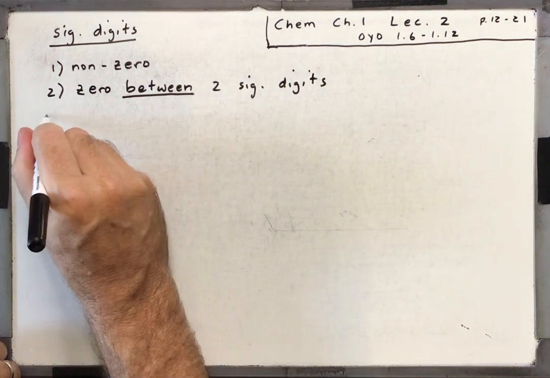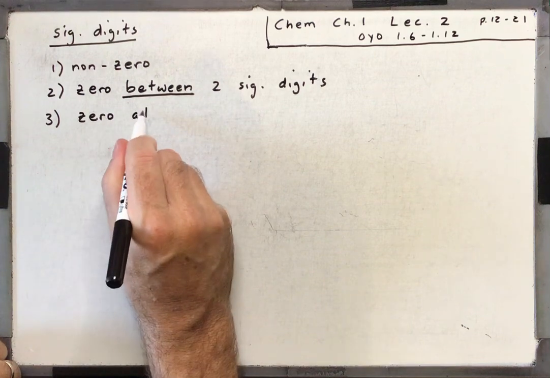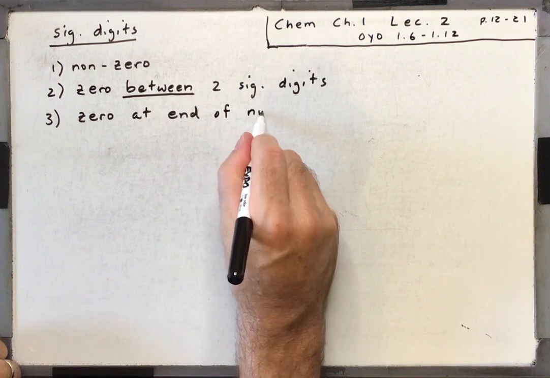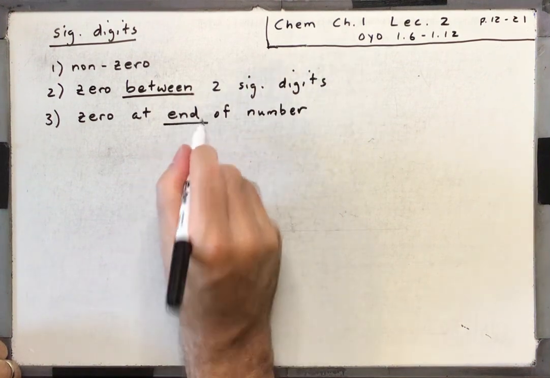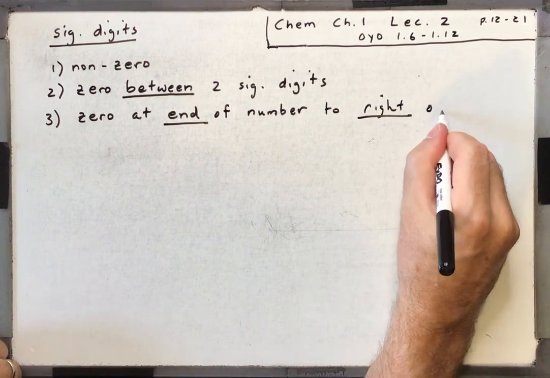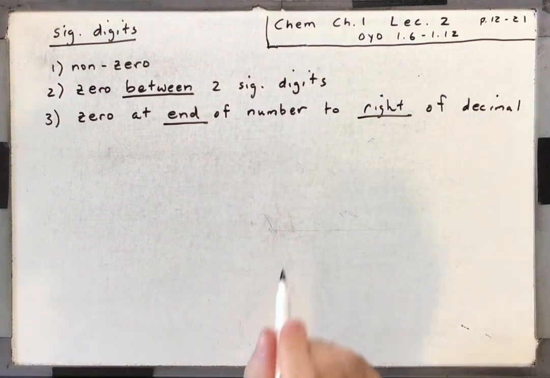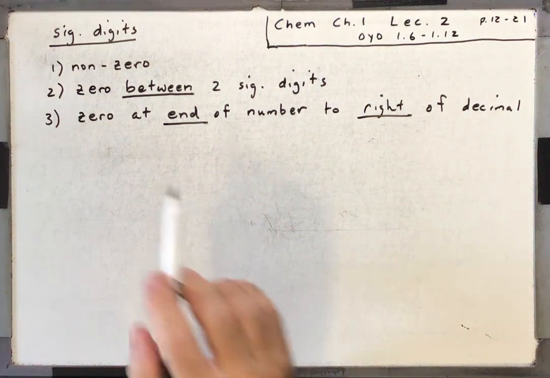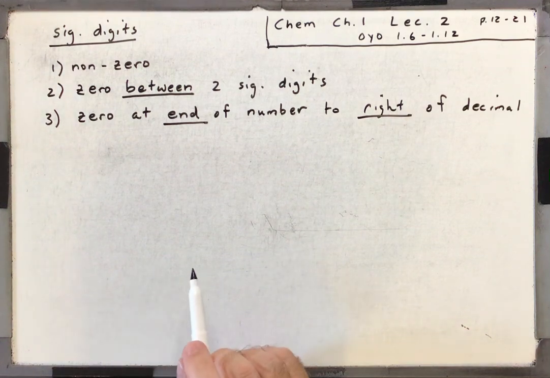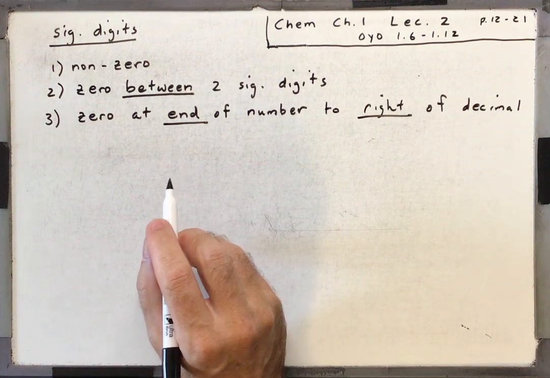Rule 3, it's a 0 at the end of the number, so it's got to be at the end and to the right of the decimal. So it's got to meet both of those to be a significant figure. Now, you've got to learn how to figure out the significant figures, and then that teaches you how you can round your answer. The rounding we'll do in Lecture 3. But right now, I just want to teach you how to determine significant digits.